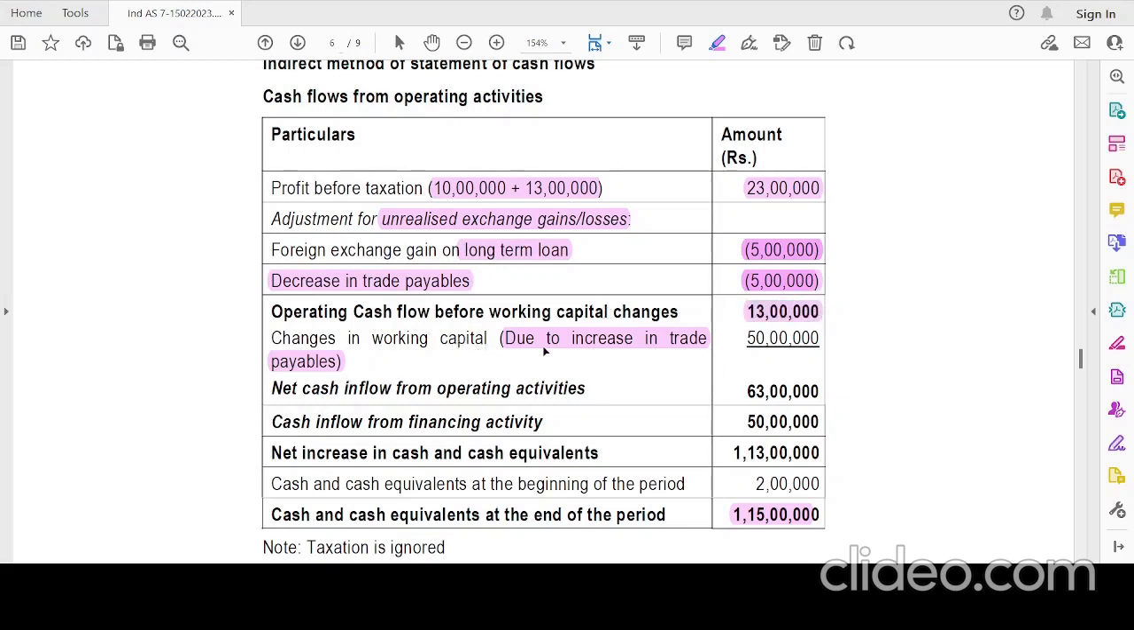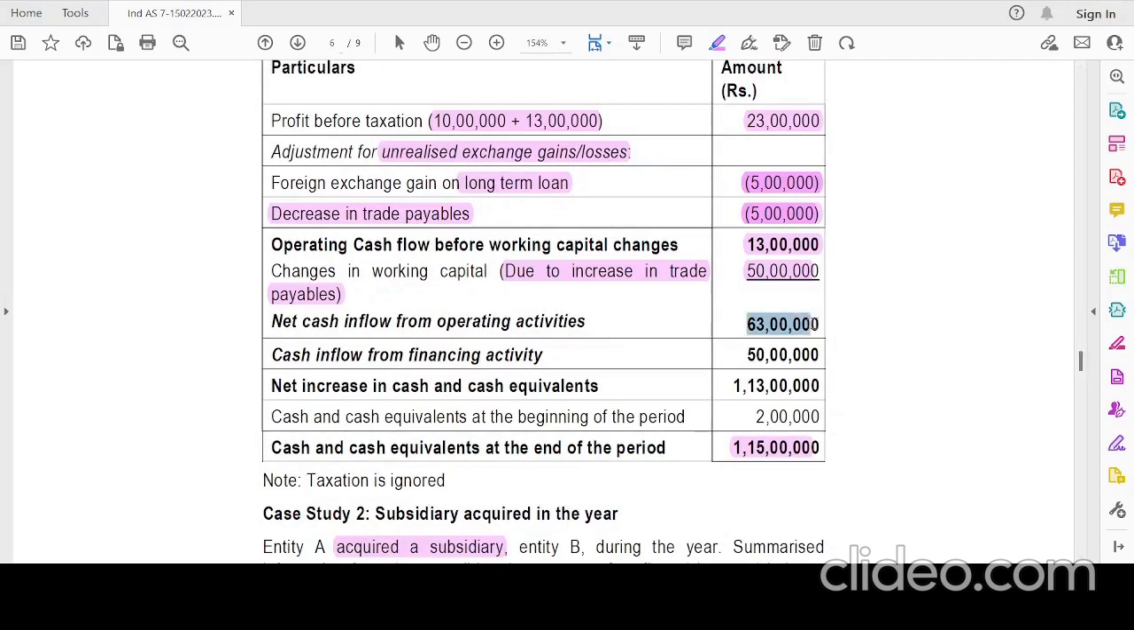What is the change in working capital due to increase in trade receivables and trade payables? There is no increase in trade receivables because it has been settled: 0 in the opening, 0 in the closing. There is no increase between the balance sheet dates. But in the case of trade payables, it's 0 in the opening and 50 lakhs in the closing, so 50 lakhs has changed. You will ask me why 45 is the closing balance. If you track this, 45 will be there: 50 lakhs minus 5 lakhs, 45 lakhs. Then this is the net cash flow from the operating activity.